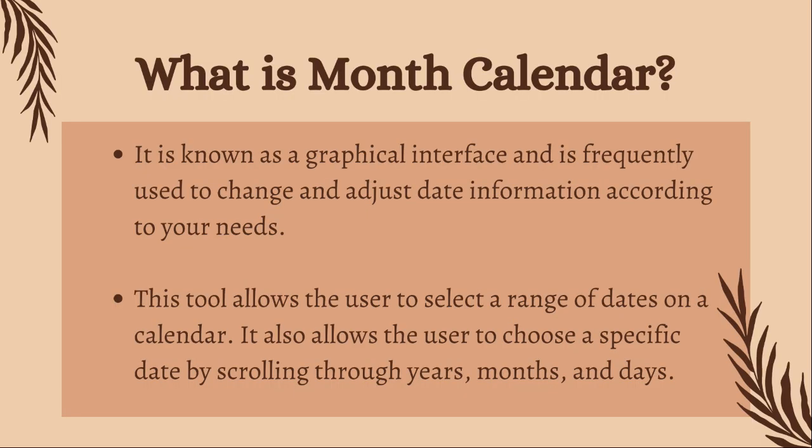So what is a month calendar? A month calendar is known as a graphical interface and is frequently used to change and adjust date information according to your needs. Additionally, this tool allows the user to select a range of dates on a calendar. Also, it allows the user to choose a specific date by scrolling through years, months, and days.